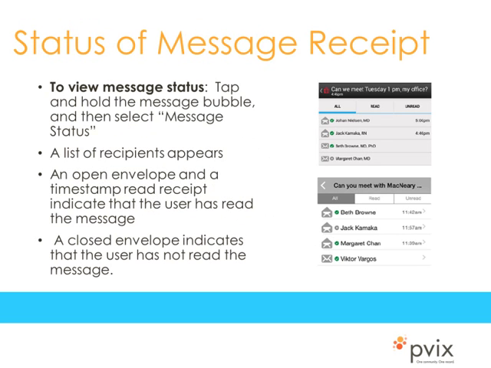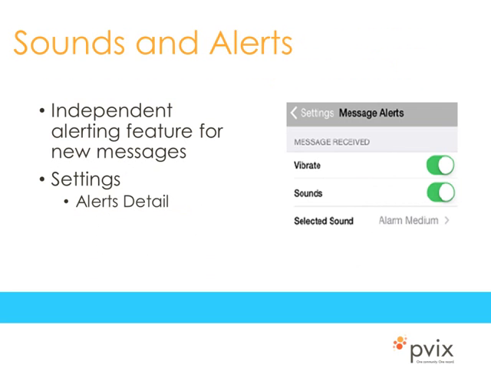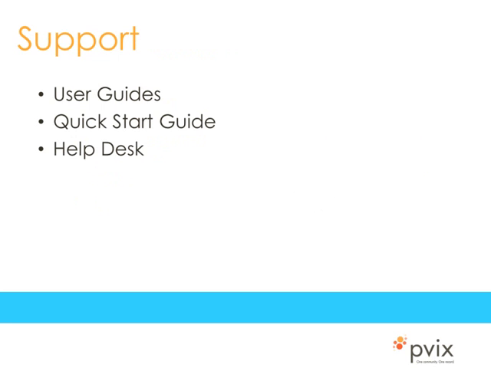To view the message status, tap and hold the message bubble and then select Message Status. A list of recipients will appear. An open envelope and a timestamp receipt indicate that a user has read the message. A closed envelope indicates that the user has not read the message. You can set alerts for new messages and reminder messages that you have new messages waiting to be read. To set alerts, tap Settings, then tap Alert Details.